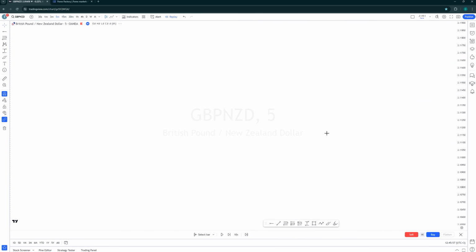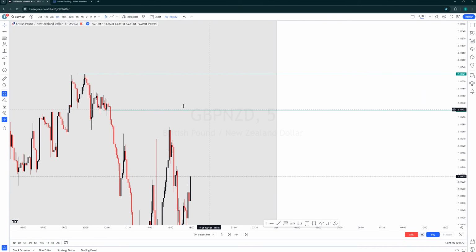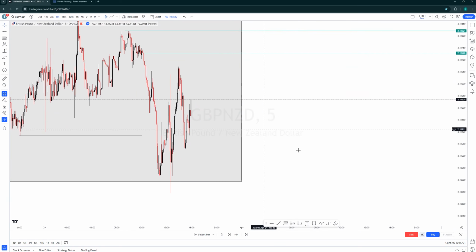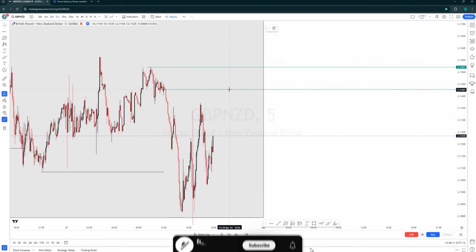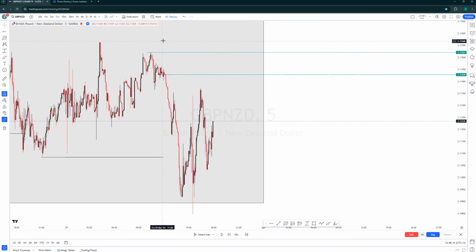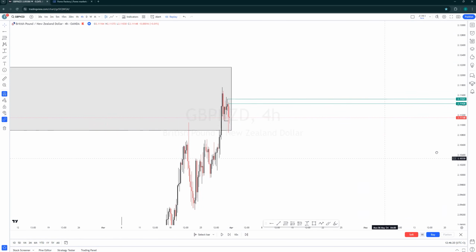Let's see the 5 minutes, maybe. In the 5 minutes, yeah, okay, you see you have this another formation here. So you can take that formation as your entry, and the stop loss will now be, let's see, only 9 pips. So you can reduce the amount of stop loss. And let's go back to the 4 hour.